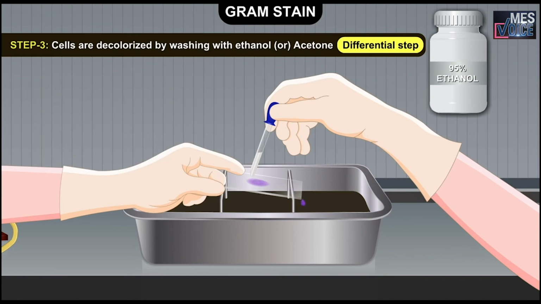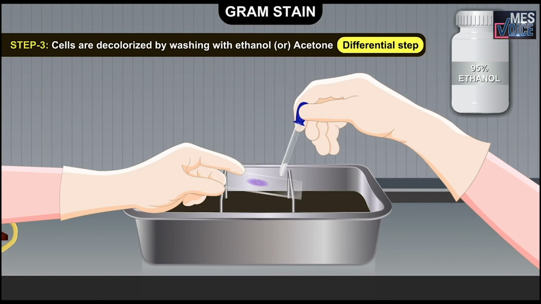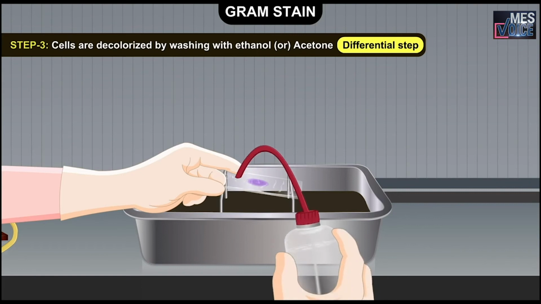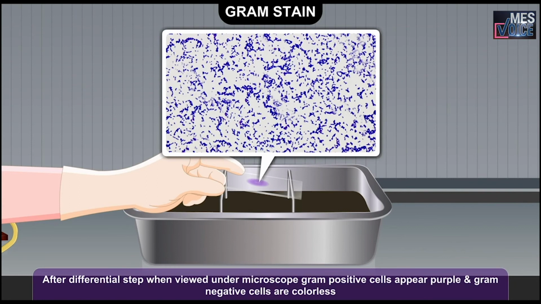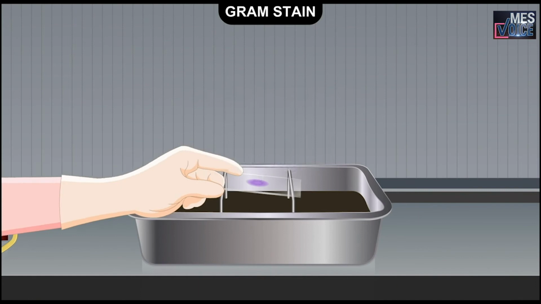The decolorizing agent interacts with the lipids of the membrane of both gram-positive and gram-negative bacteria. The outer membrane of the gram-negative cell, the lipopolysaccharide layer, is lost from the cell, leaving the exposed peptidoglycan layer. With ethanol treatment, gram-negative bacteria become leaky and allow the large CVI complexes to be washed out from the cell.